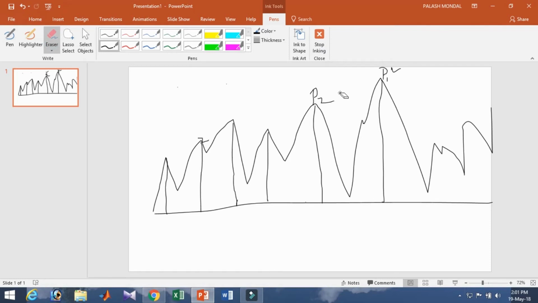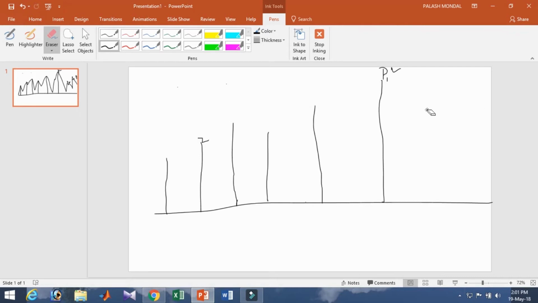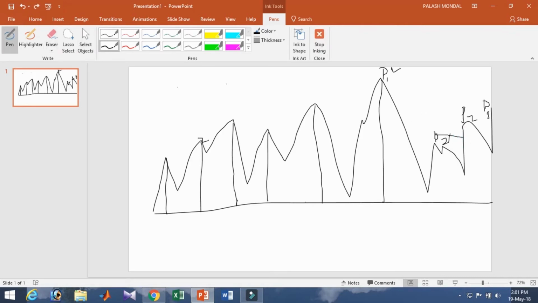So P2 will go to the next mountain. P2 will go here, and it is not higher than P1's. P2 will go to here, and it is also not higher than P1's. After that, here also it is not higher than P2's. So in this case, we find the highest mountain. P1 gets the highest mountain here.